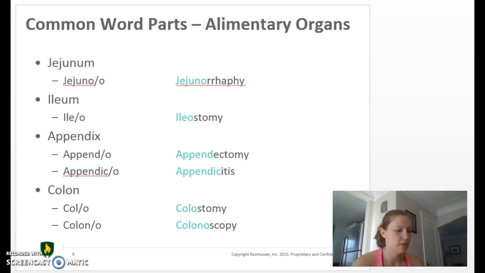Appendix, two ways to do this. They're both very similar. So we've got appendo, and then if we use the C, appendiso. Now, knowing when to use one versus the other in that case is kind of a toss-up. So always refer to a medical dictionary if you're trying to figure out how to spell something that has to do with the appendix. Colon, same thing there, colo and colono. When to use one versus the other, it's just kind of a toss-up. So again, refer to your medical dictionaries if you're in that kind of situation.